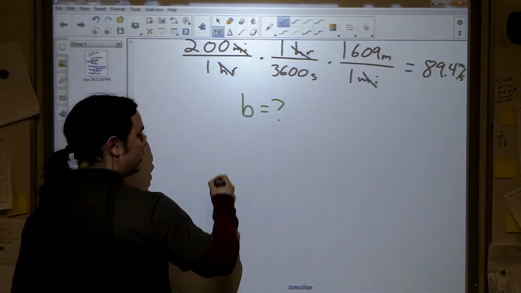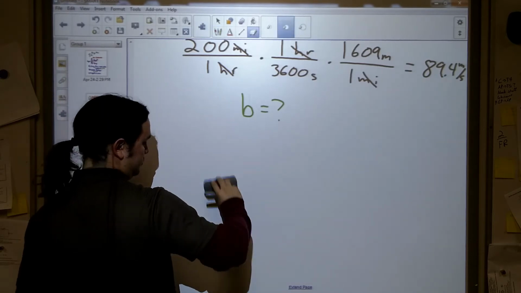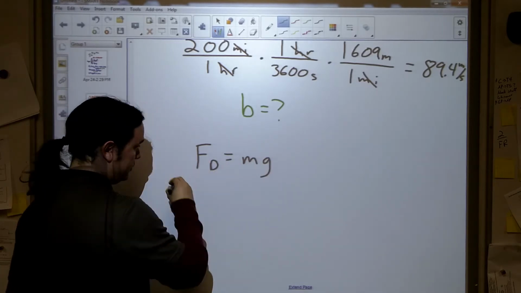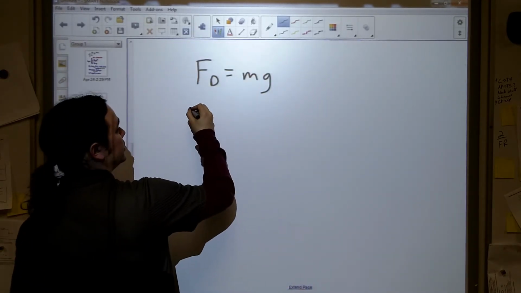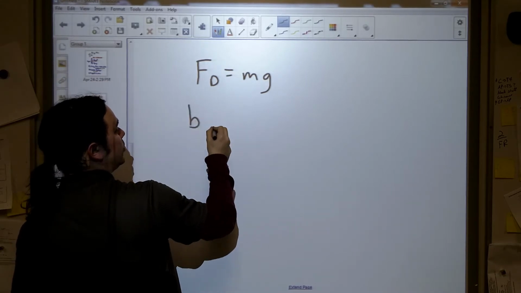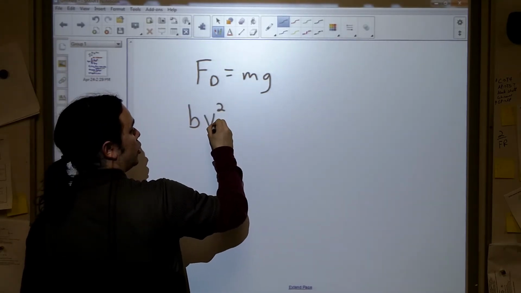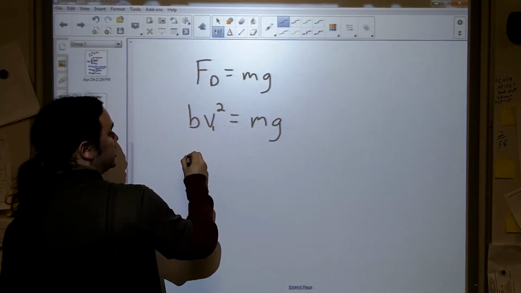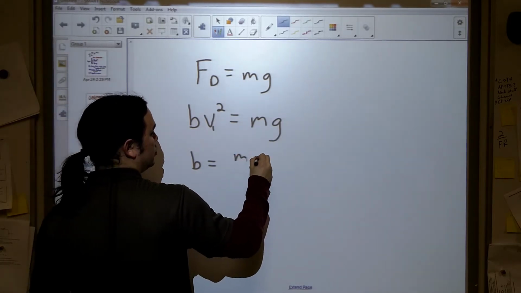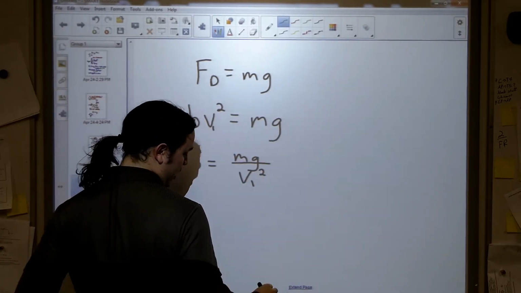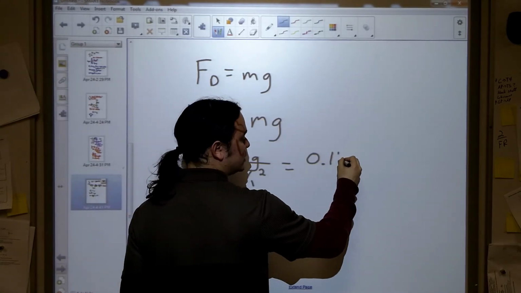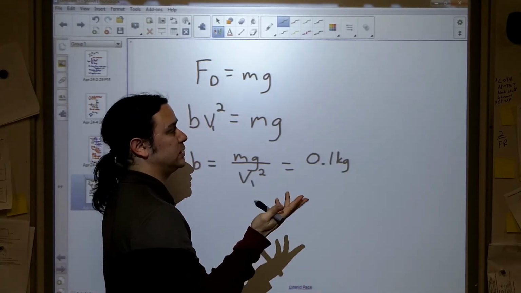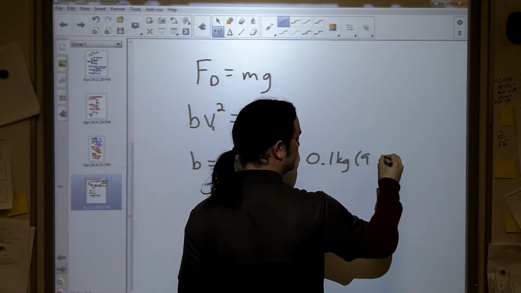We know that at terminal velocity, the drag force will be equal to the force of gravity. And since we're dealing with a more realistic value, we're going to end up with B of the baseball times its terminal velocity squared is going to be equal to mg. We're trying to solve for B, so B is going to be equal to mg divided by V1 squared. Well, if I put this in, we said about 0.1 kilograms. It's actually about 0.15. I think it's 0.146 is like the regulation, not that it matters.